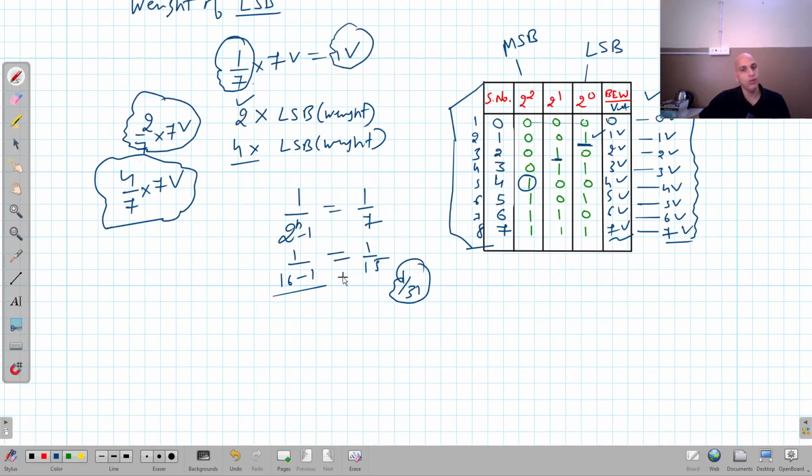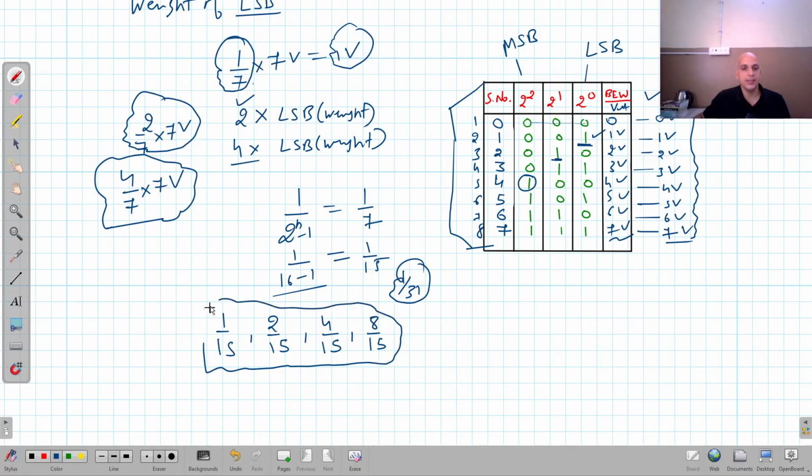If you have a 4-bit system, then the corresponding weights will be 1 upon 15, 2 upon 15, then 4 upon 15, and then 8 upon 15. These are the weights of different digits in a 4-bit digital signal. But for 3-bit, I have for LSB 1 upon 7, for second LSB 2 upon 7, and for the last one, we call it MSB, it is 4 upon 7.